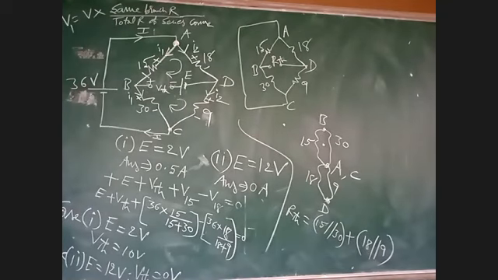See, while determining VTH, 15 and 30 are in series. Now they are coming in parallel. While determining RTH, 18 and 9 are coming in parallel. Previously they are in series. Your RTH will get 16.